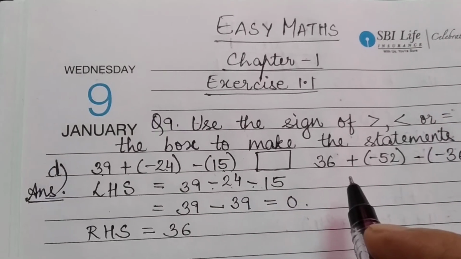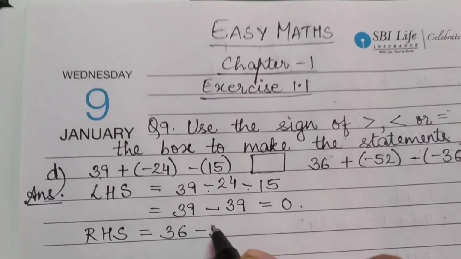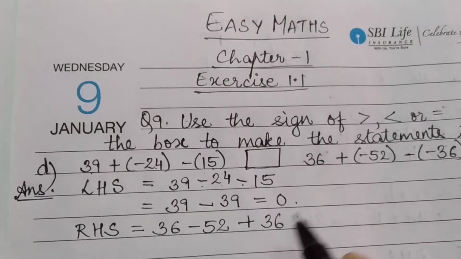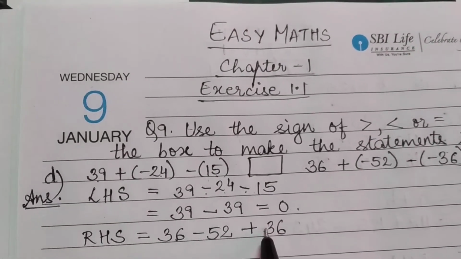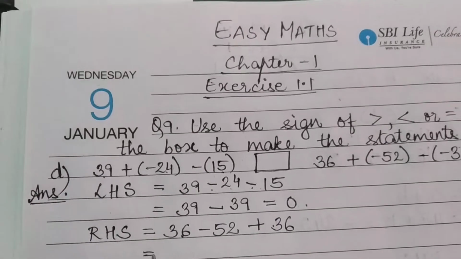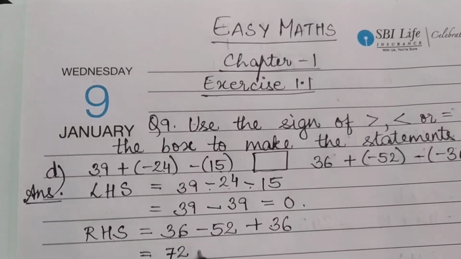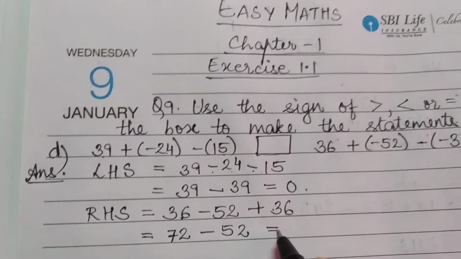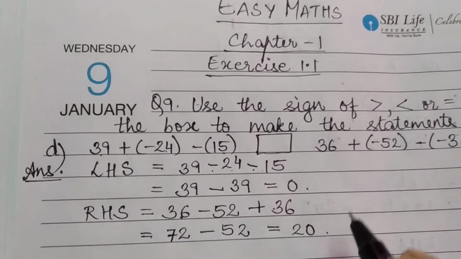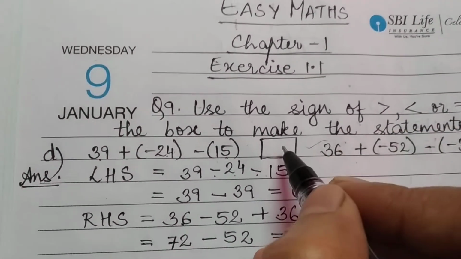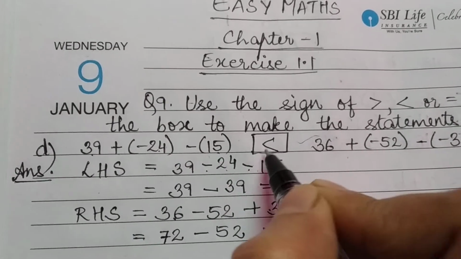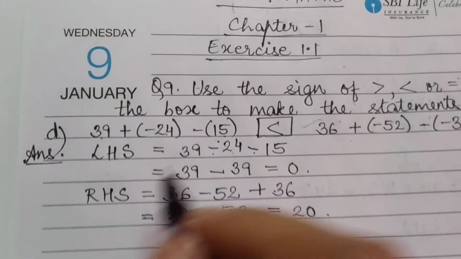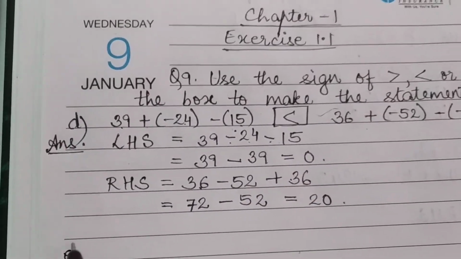36 plus minus minus 52 and minus minus plus 36. Here we can add 36 and 36. That is 72 minus 52. Here we get 20. So right hand side is greater than left hand side. Now let us do E also.